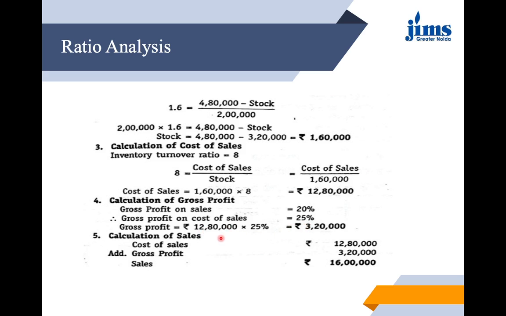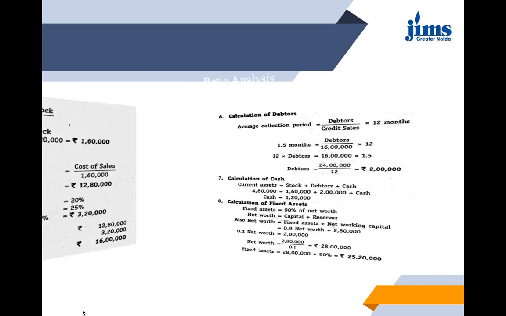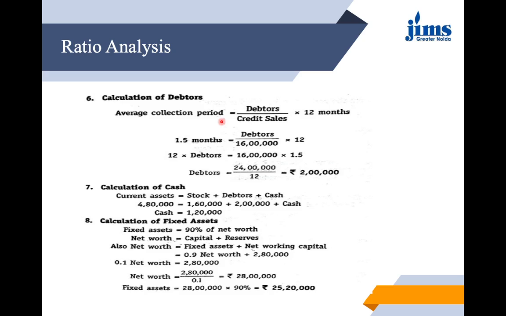Now let us calculate sales. Cost of sales is given to us. We can add profit to it and obtain sales as 16 lakh. Now when we have obtained sales, from the formula of average collection period, which is given to us as 1.5 months, we can calculate debtors. Credit sales is 16 lakh, which we have just calculated. After calculating, you obtain the debtors as 2 lakh.